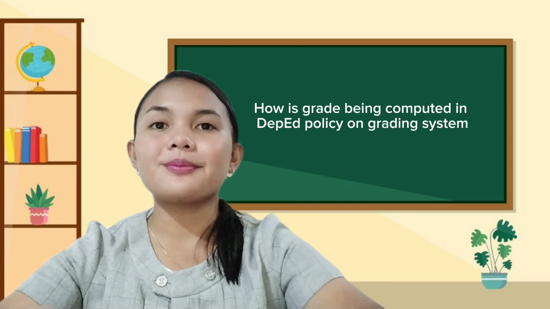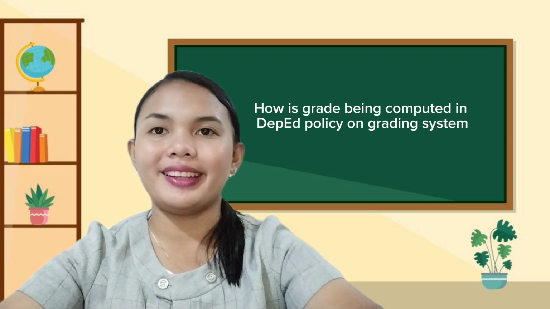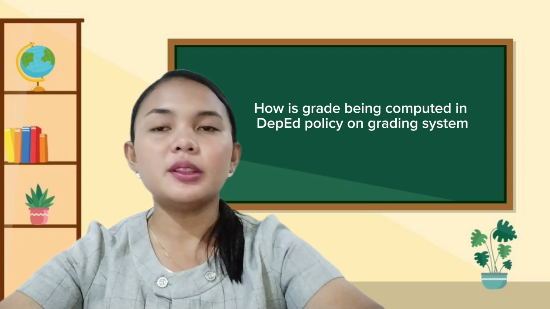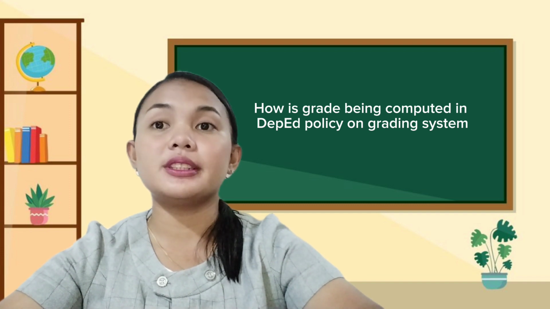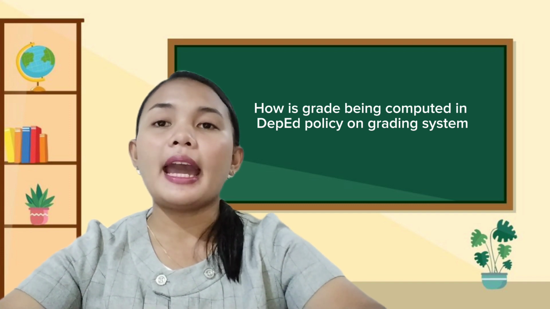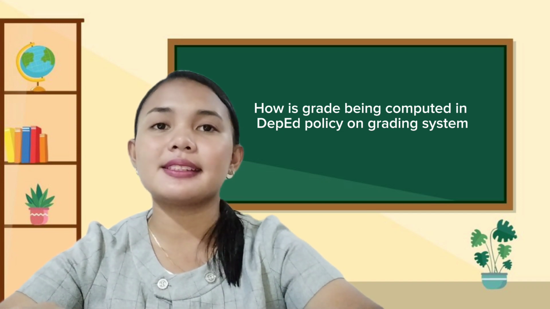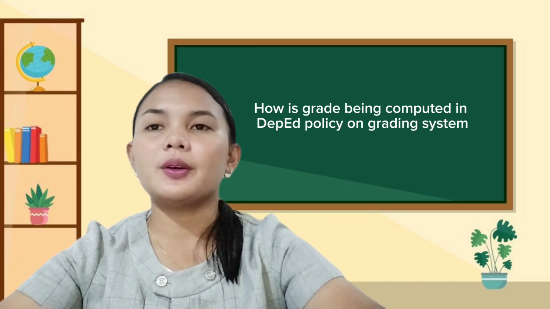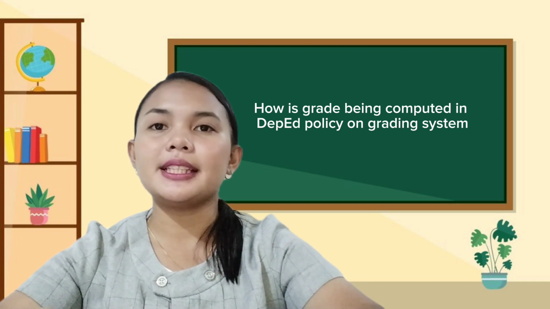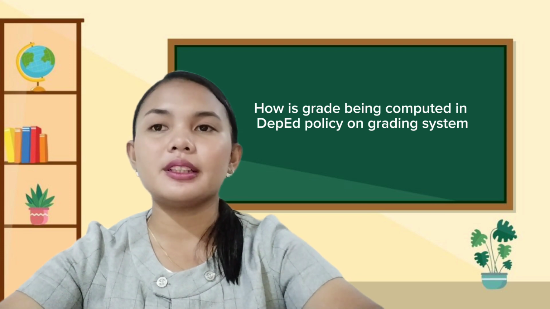The formative assessment is given a weight of 40% of the total grade. The next one is the summative assessment. It includes the periodic exams and the final exams. It also aims to assess the student's mastery of the lessons at the end of the grading period. So the summative assessment is given a weight of 60% of the total grade.